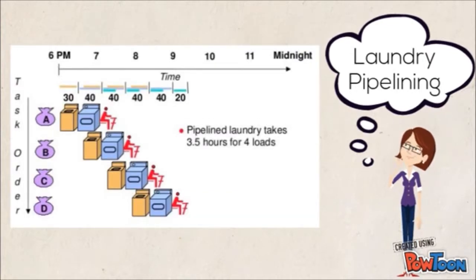Next, the pipeline rate is limited by the slowest pipeline stage, and the potential speedup is equal to the number of pipe stages. Then the unbalanced length of pipe stages reduces the speedup, and the time to fill the pipeline and the time to drain also reduce the speedup.